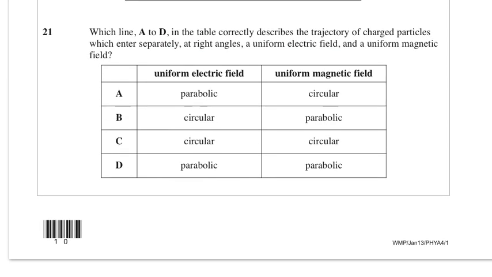Which line A to D in the table correctly describes the trajectory of charged particles which enter separately at right angles in a uniform electric field and uniform magnetic field? So in a magnetic field, they'll end up in circular motion, because the force would always be perpendicular to the motion. In a uniform electric field, we'd be in some sort of parabolic path because the force is in a fixed direction, so it just accelerates in that component of its direction. So it's going to be answer A.